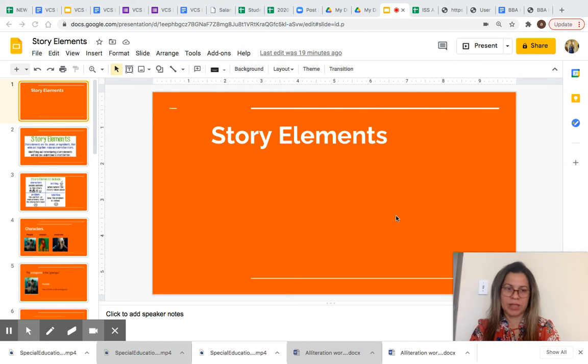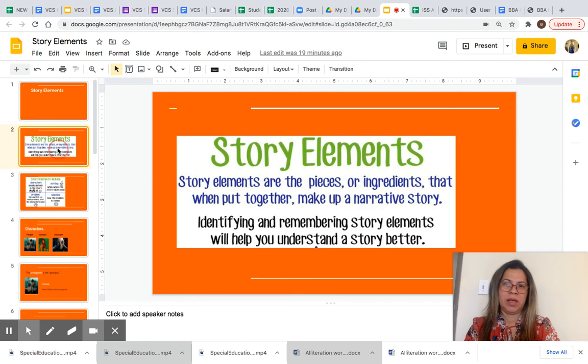In today's lesson, we are going to learn about story elements. Are you ready? Let's get started. Let's start by defining story elements. Story elements are the pieces or ingredients that, when put together, make up a narrative story.